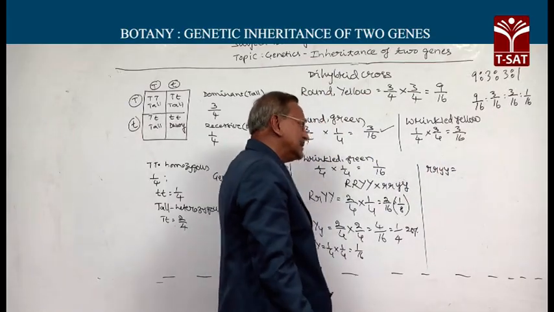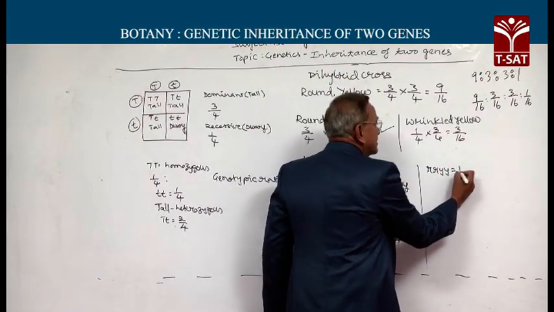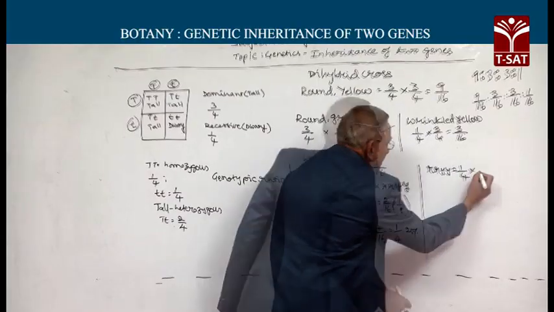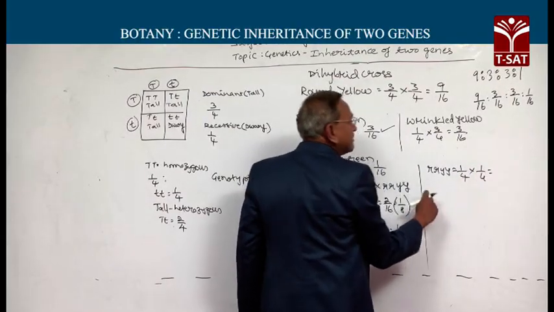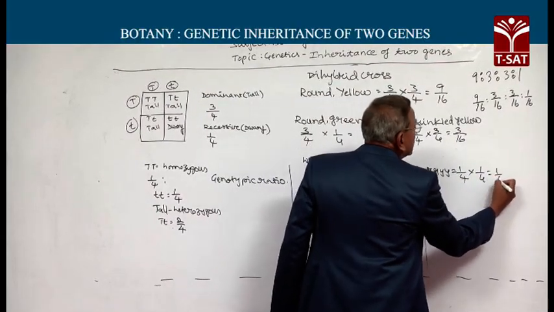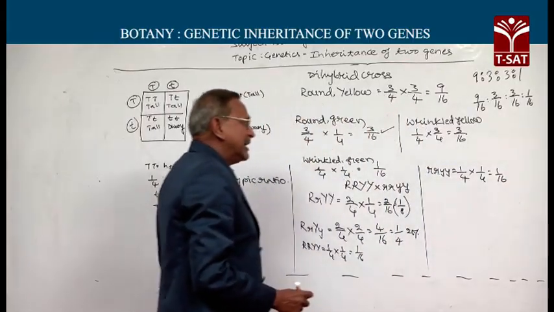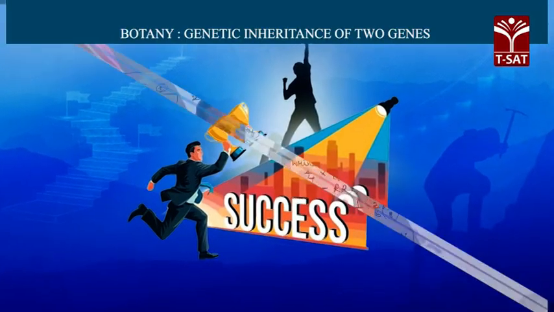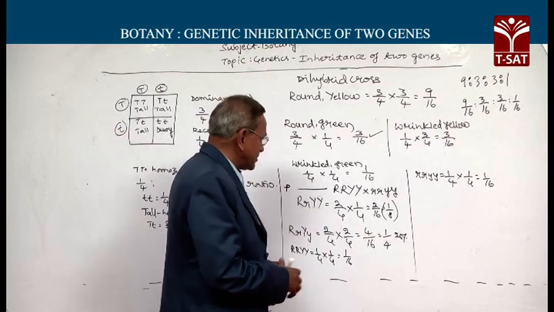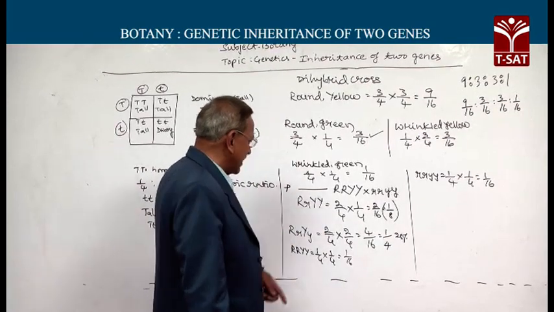Small r is homozygous, so it requires a multiplier of 1/4. Homozygous, it requires a multiplier of 1/4, so the value will be 1/16. You can calculate other genotypes also in a similar manner.